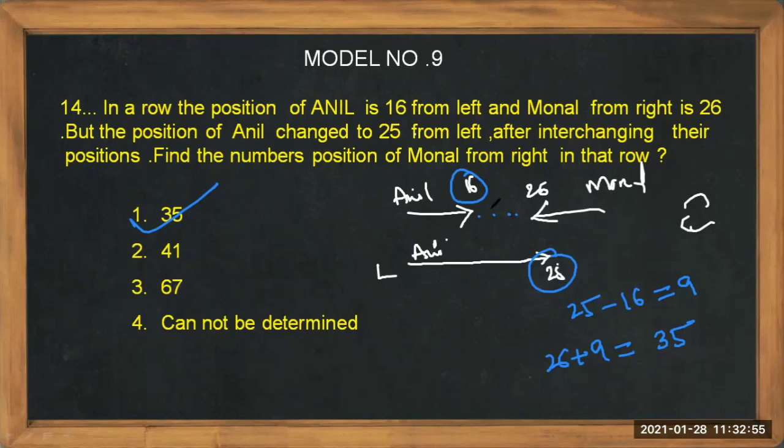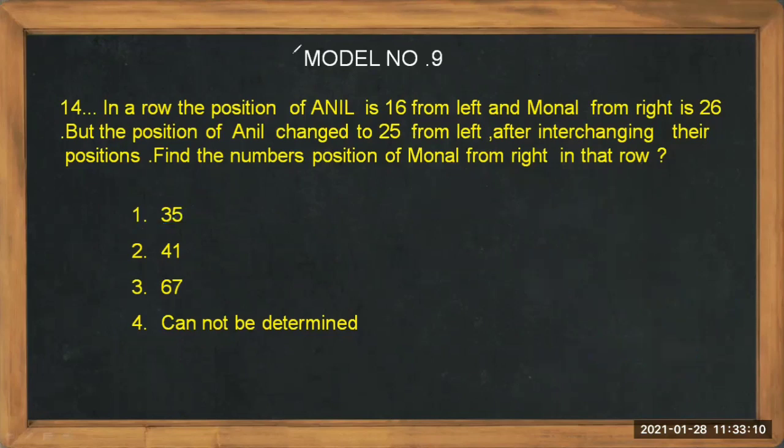The point is, here Anil has moved 9 places to the right. Then Monal also must be moved 9 places to the left. So that's why 26 plus 9 is equal to 35, which is the answer. Now let's go to the next problem.